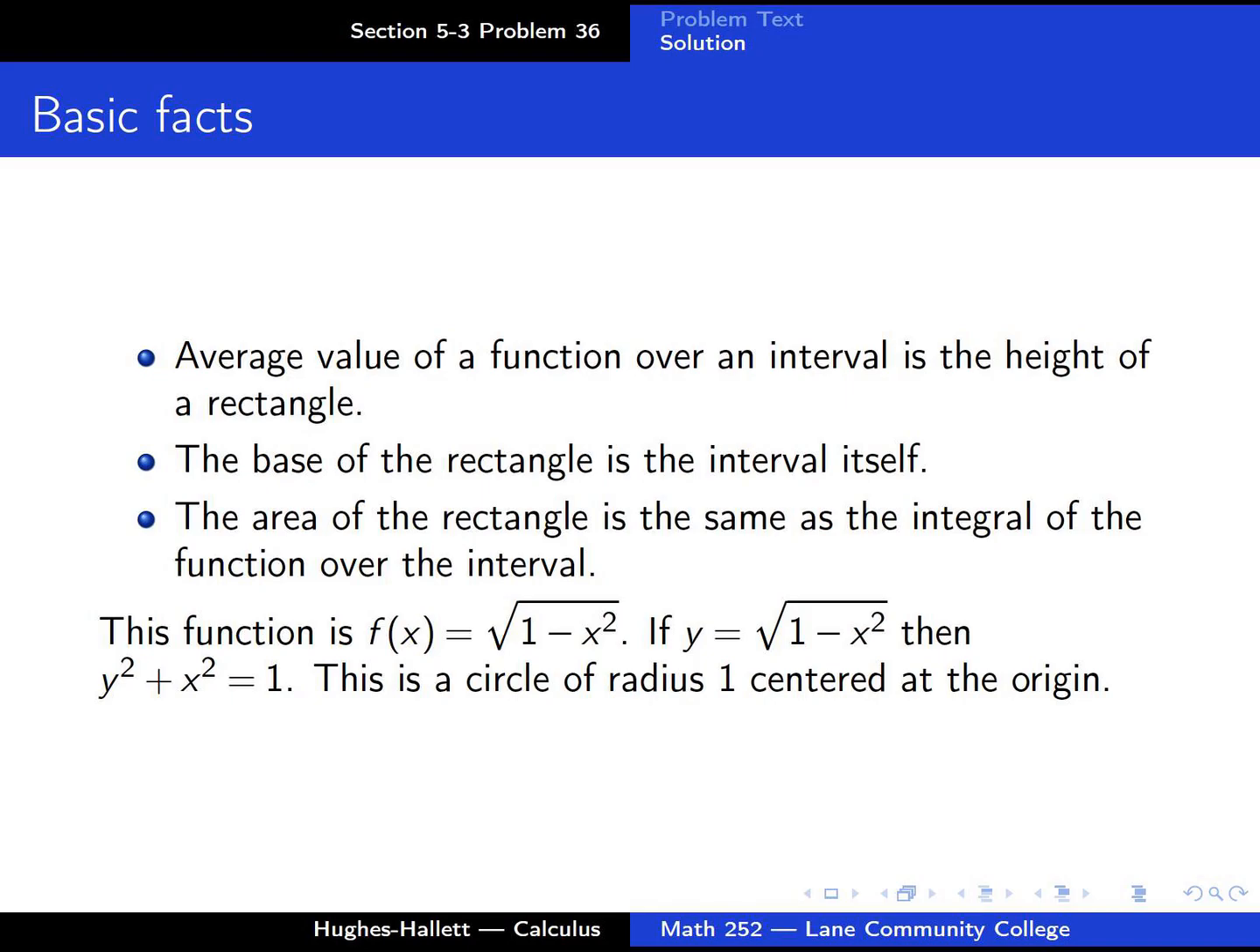We've got f of x is the square root of 1 minus x squared. Now if y is the square root of 1 minus x squared, then y squared plus x squared equals 1. And that you should recognize as the formula for a circle of radius 1 centered at the origin. So our function f of x is the upper half circle if we went from minus 1 to 1. In this case, we're going from x equals 0 to x equals 1, so we're only getting a quarter circle. So let's take a look at that picture.